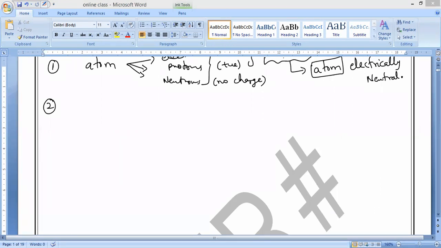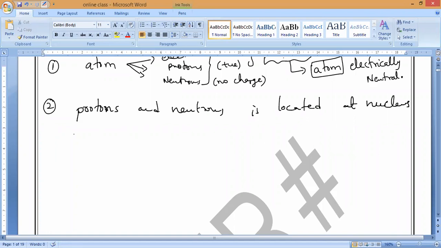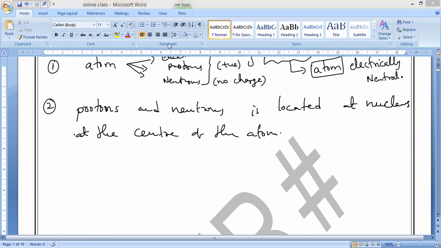He said that the protons and neutrons are located where, guys? Protons and neutrons are located at the nucleus, in a small nucleus at the center of the atom. Understanding? And what is the charge of this nucleus, guys? Positive or negative? Anyone? Please respond. What is the charge of this nucleus?